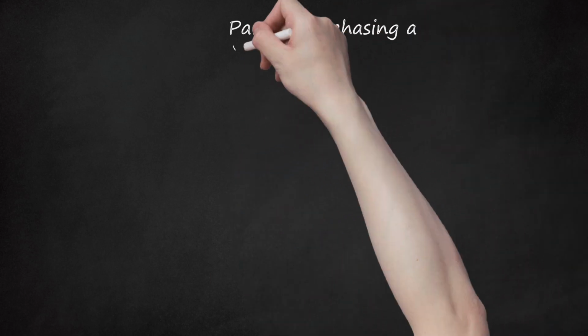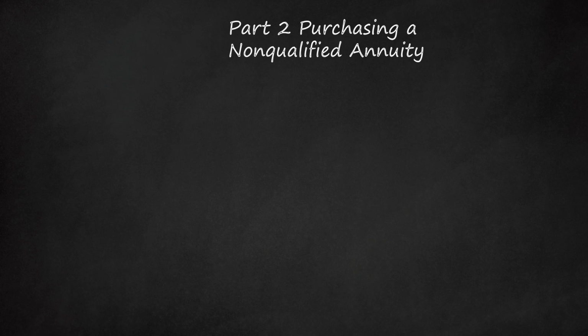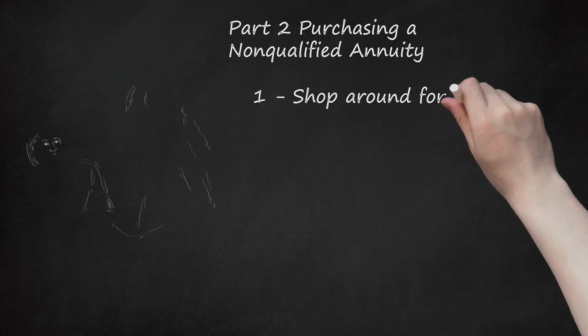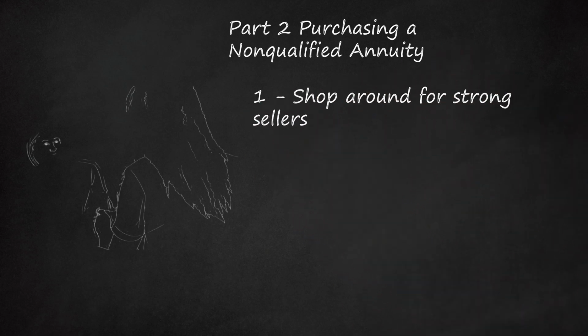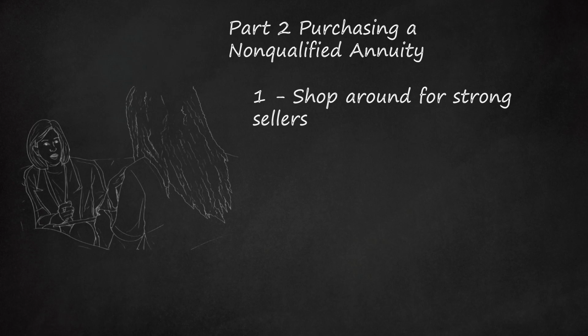Part 2. Purchasing a non-qualified annuity. 1. Shop around for strong sellers. Annuities are investment vehicles and therefore are purchased with some inherent risk. To help alleviate the risks of investing, make sure you find a strong insurance company to purchase your annuity from. The insurance company should be reputable and financially secure. It is important to ensure the company will still be around during the payout phase.